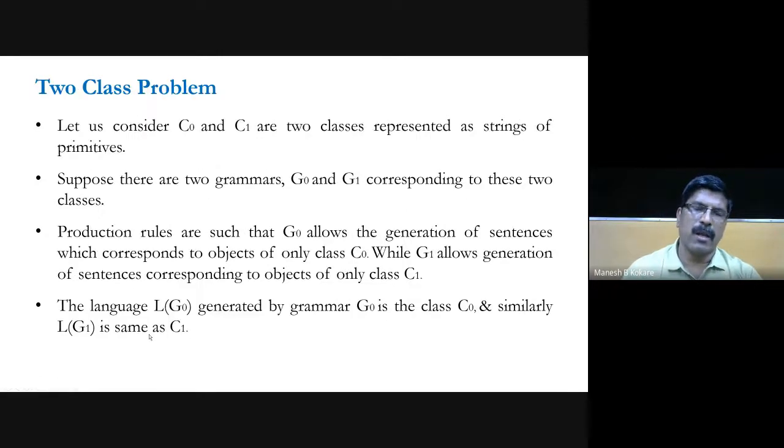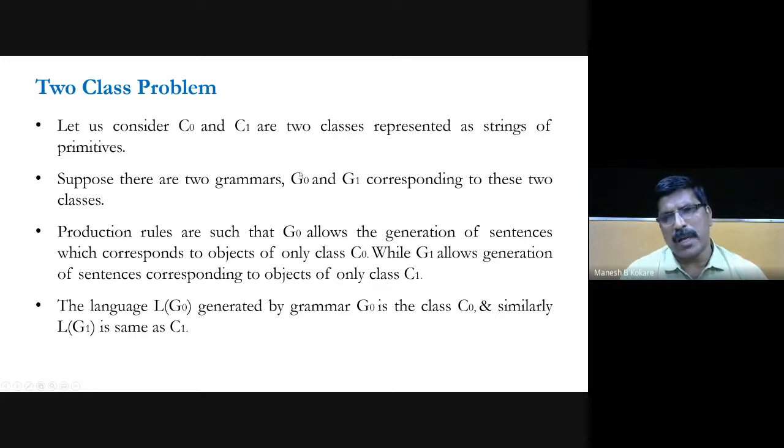Now, in general, consider a two-class problem in syntactic or structural object recognition. For example, there is a class C0 and a class C1. These are the two classes represented as strings of primitives. Strings of primitives are nothing but the language of class C0 and class C1. Suppose there are two grammars: G0 corresponds to C0 and G1 corresponds to C1. G0 is the grammar of class C0, G1 is the grammar of class C1.